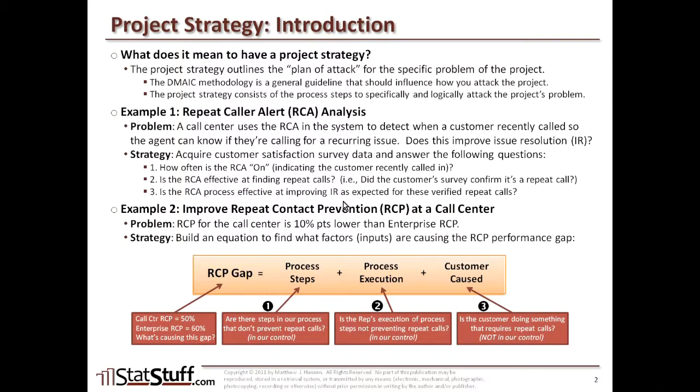And they want to make some improvement. So here's an outline of the strategy that was defined. Basically, it was illustrated as an equation in order for us to help explain and understand what are the factors or things that could be influencing this performance gap that we're seeing in the RCP metric itself. So we said basically, starting with, as an equation, RCP gap, this is what we're trying to solve for.